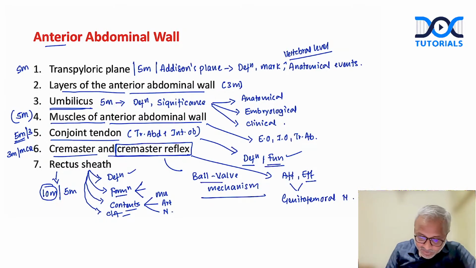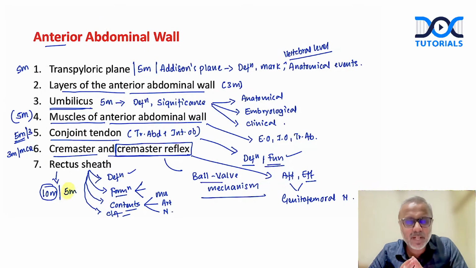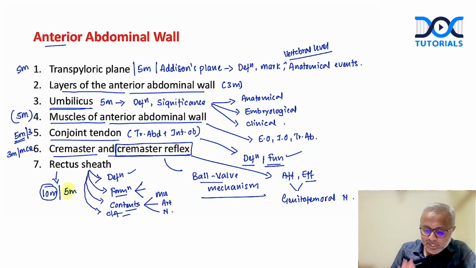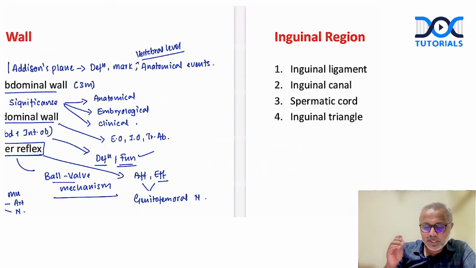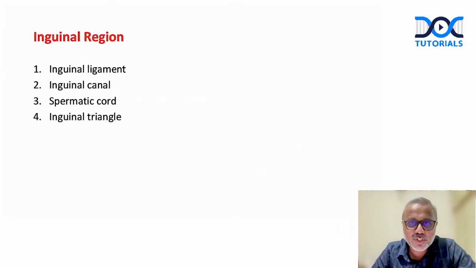As I said, this could be a 10 marker or a 5 marker, but more or less, it is often asked as a 5 marker where you don't have to talk too much about the rectus abdominis muscle and the pyramidalis muscle. Done? Right. So this is regarding the anterior abdominal wall. Then the next important chapter in the abdomen is the inguinal region.